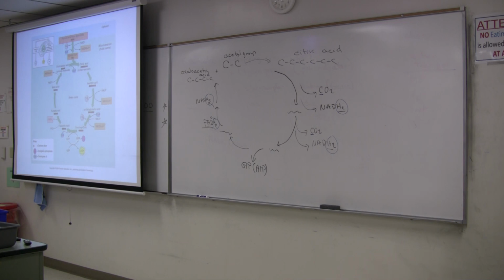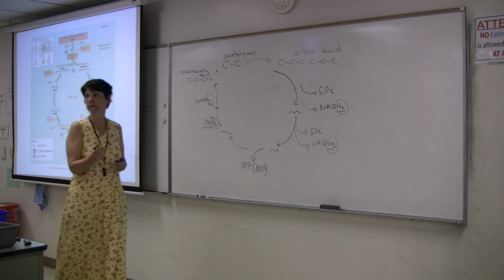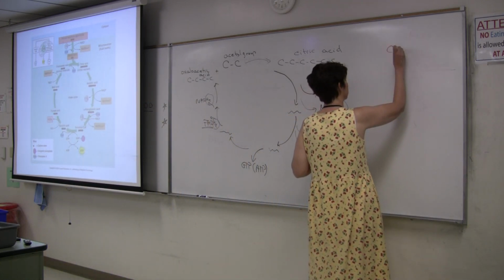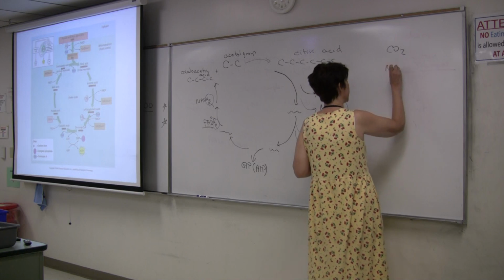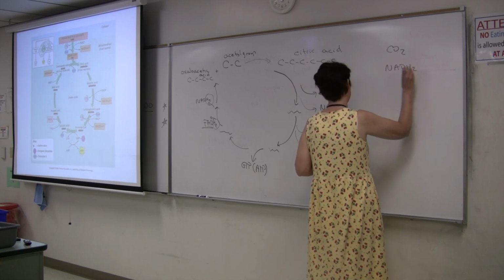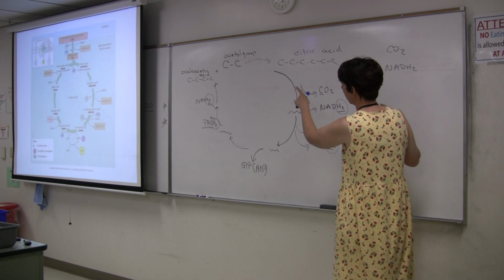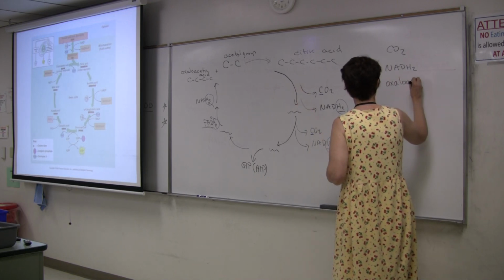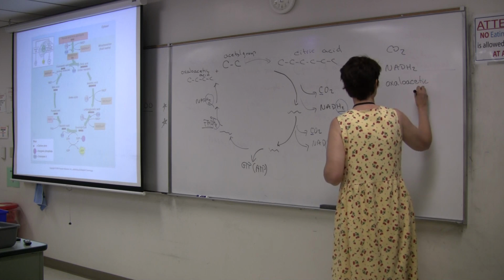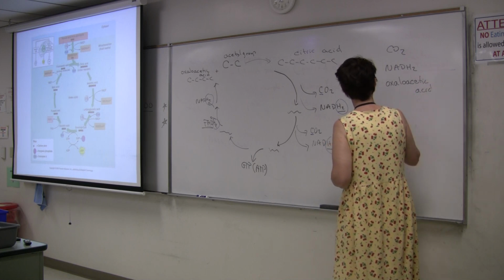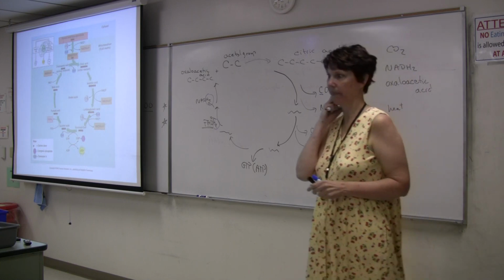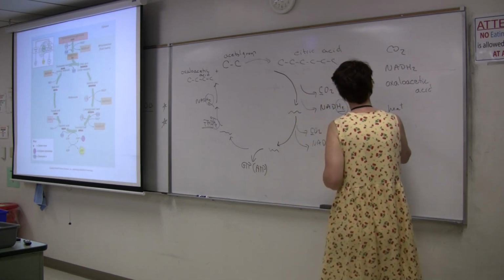So before we leave this, what would be the final products of our citric acid cycle? Carbon dioxide, NAD, H2, oxaloacetic acid, so it goes on, and there's a final product again, and of course, heat. Okay? Oh, and GTP.